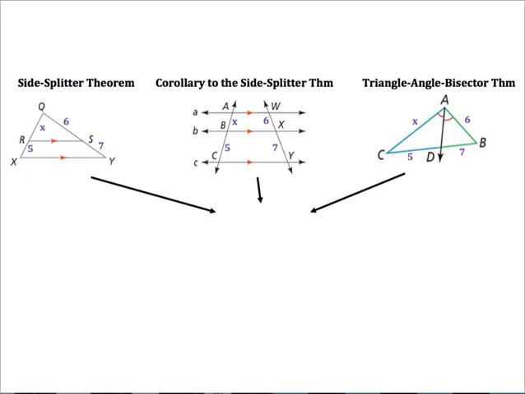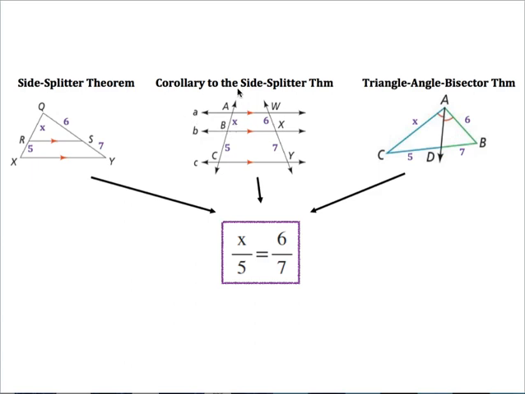Anyway, here's the rules. The side splitter theorem says if you have a triangle that's split by a parallel segment to the third side, that's actually splitting these sides in such a way that they're proportional. In other words, I could say x over 5 equals 6 over 7.